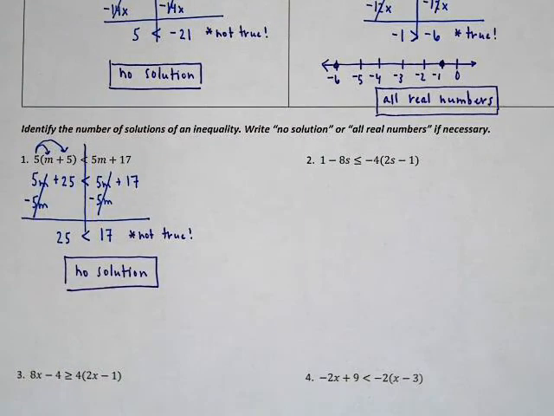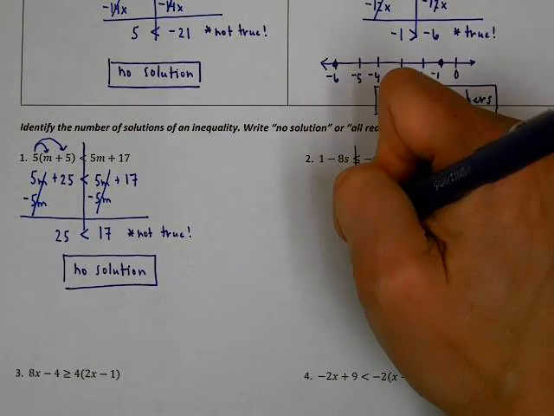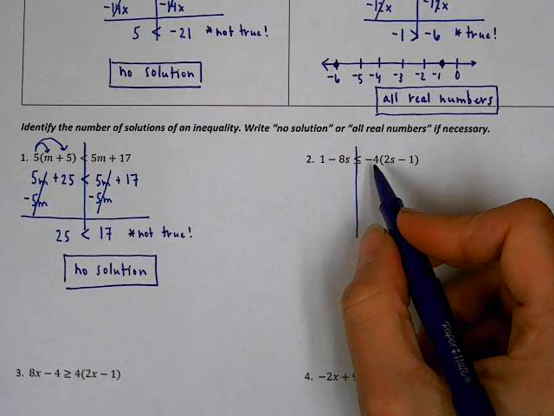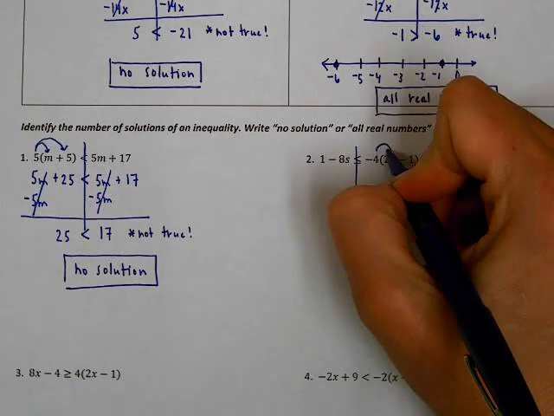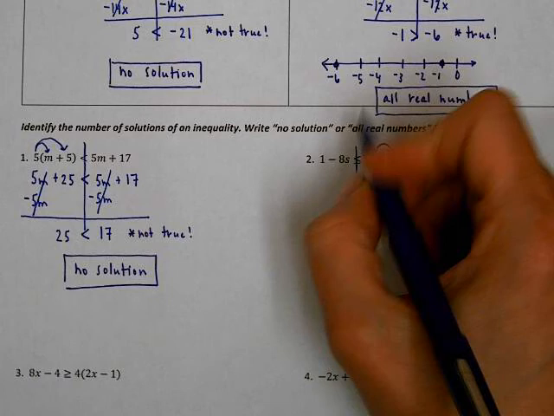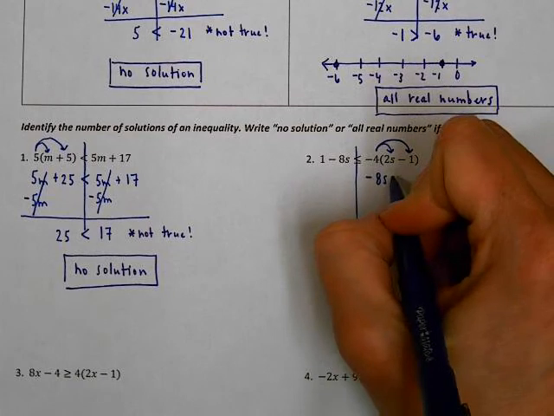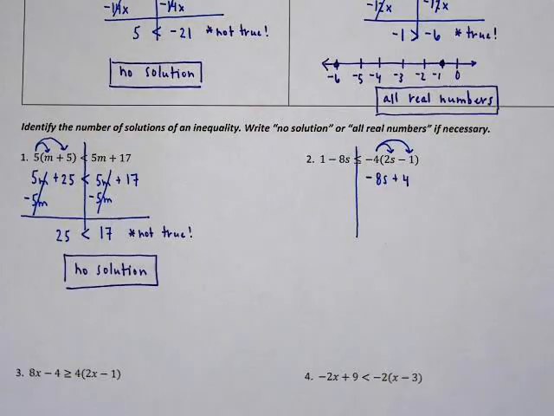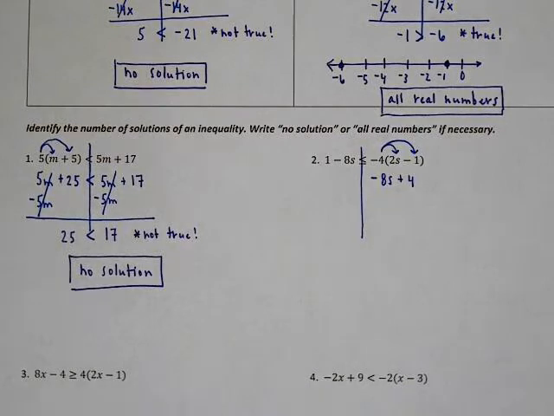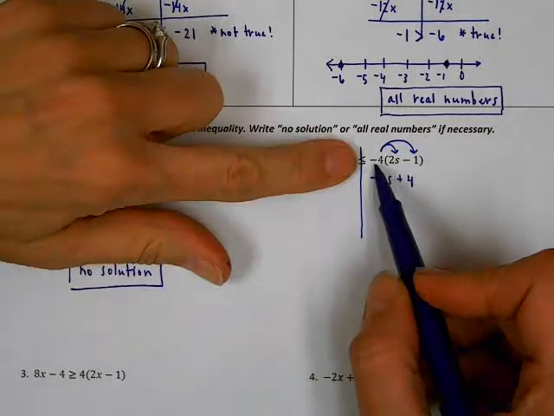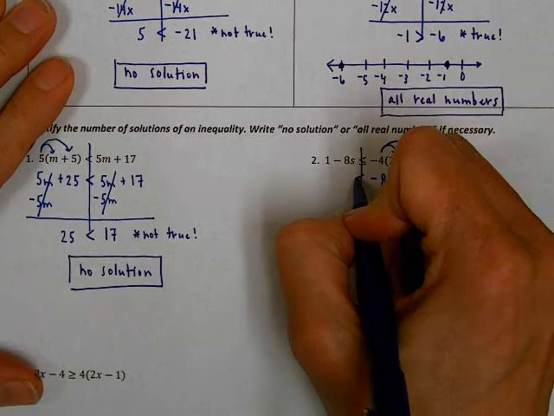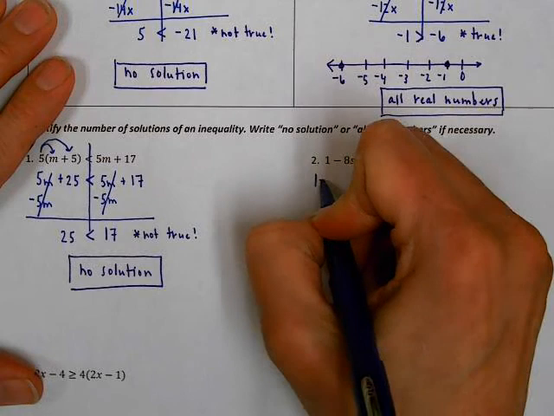For number 2, I notice I have parentheses here, so the first thing I need to do is distribute the negative 4. A negative 4 times 2s gives me a negative 8s. A negative 4 times a negative 1 is a positive 4. Now here I want us to be really careful. We've said over and over again that if we multiply or divide by a negative, we need to flip that inequality symbol. However, that's only when I'm doing that to both sides. Here we were just multiplying on the right side, so my inequality symbol is going to stay the same. And I can copy it here.